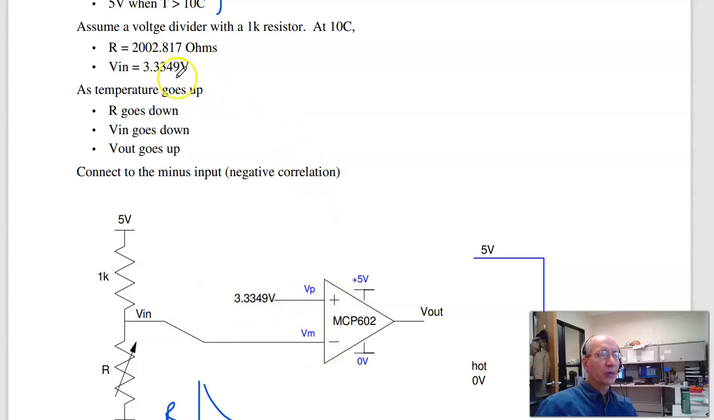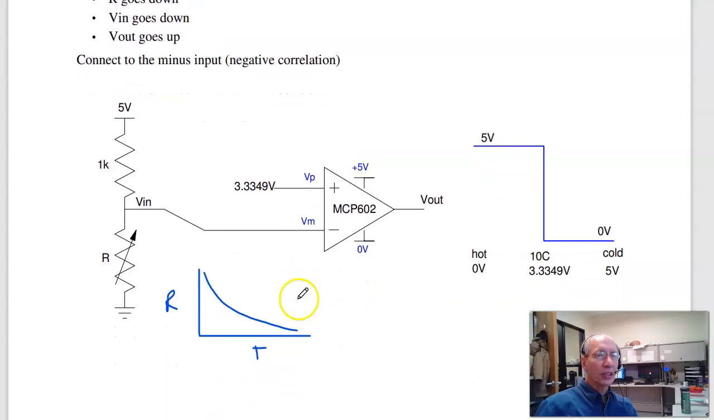When the temperature is really, really hot, this should be 5 volts. When it's really, really hot, like 1,000 degrees, this is almost 0 ohms, 0 volts. I want V plus to be more than V minus when it goes high. So this goes to the minus input. The plus input is the voltage corresponding to 10 degrees Celsius.